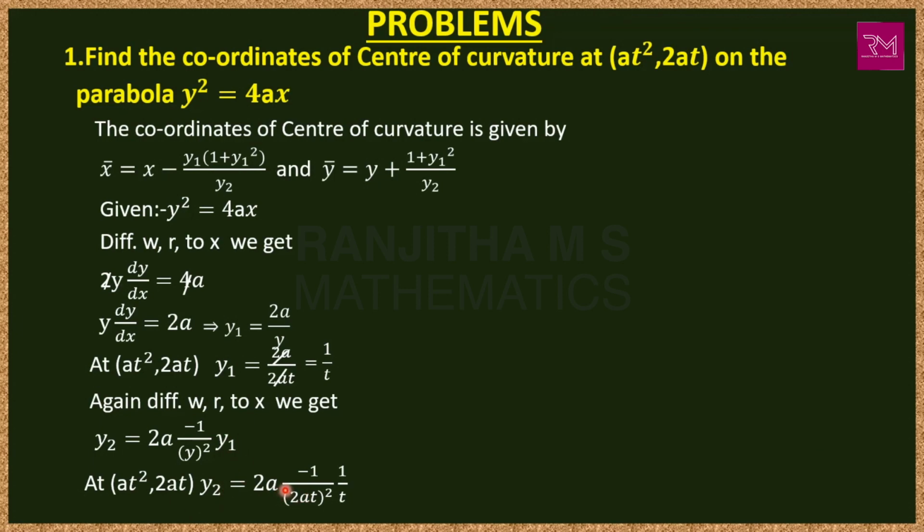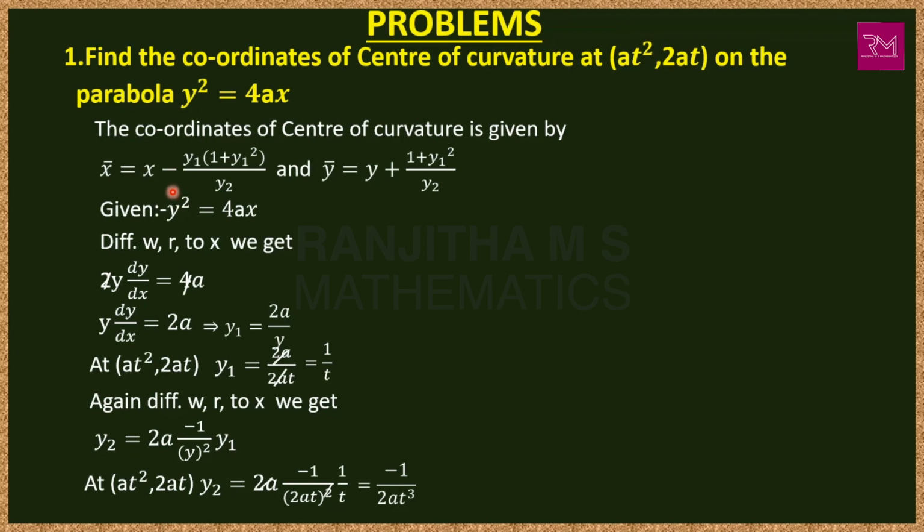We get 2a into minus 1 by, in the place of y we have to substitute as 2at whole square into, we know that y1 value is 1 by t, substitute as it is. Here 2a and 2a gets cancelled, remaining will be minus 1 by, here 2a gets cancelled, that is 2a into t square into t is t cube, that becomes minus 1 by 2a t cube. This is our y2.